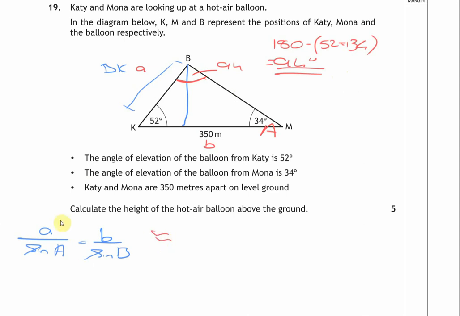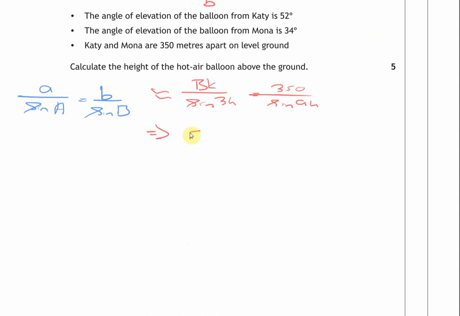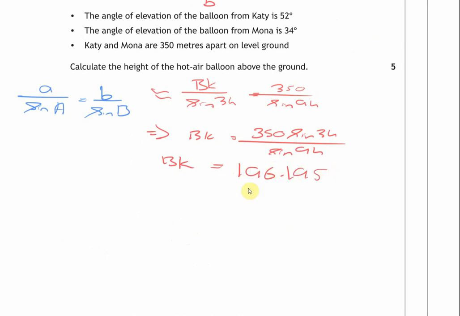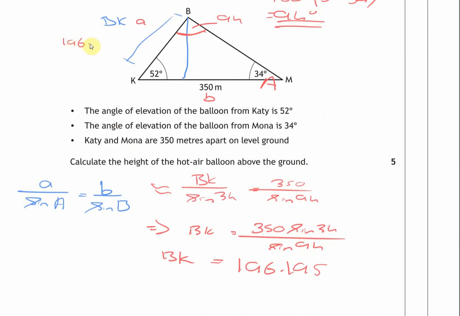Now we'll substitute in our variables and rearrange to get the value of BK. We'll have BK over sine 34 equals 350 divided by sine 94. So the equation for BK will be 350 times sine 34 divided by sine 94. If you pop that into the calculator, we get a value of 196.195. So the distance from here to here is 196.195.